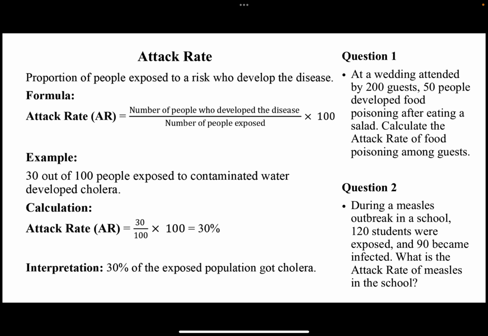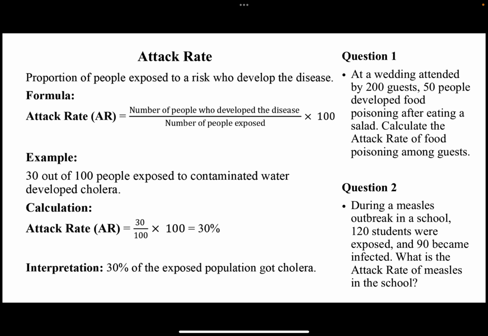Okay, so we are going to have 50 divided by 200, then you multiply by 100. Then you get the attack rate. So whatever answer you get, it means that percentage of the exposed population got the disease. That's the meaning. Now let's look at question 2.